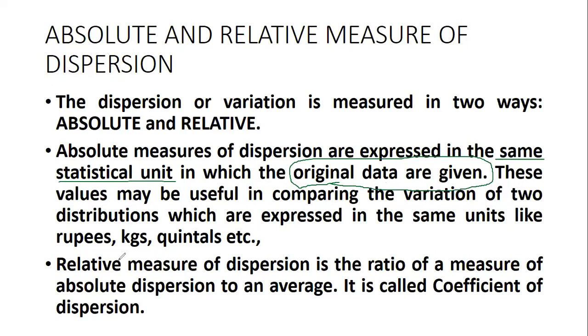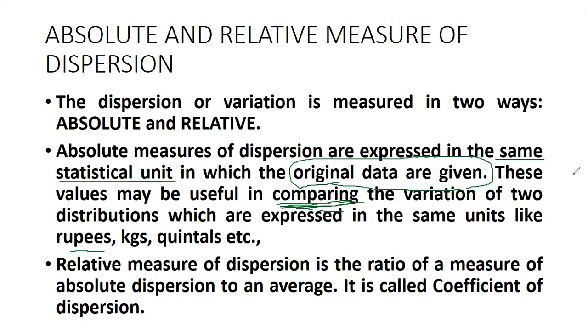So these values may be useful in comparing. Why do we use absolute measure? Because we have to compare. When we compare, we get a lot of other information. That is why it is useful in comparing the variation of two distributions which are expressed in the same unit, for example, rupees. Money is given in the form of rupees: 1 rupee, 2 rupee, gone are those days of 50 paisa. Paisa is not available now. So you have 1 rupee, 2 rupee, 3 rupee, 10, 15.